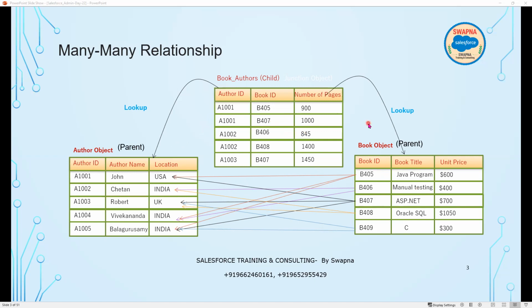So here, whatever mediator object is there, this object is called a junction object.